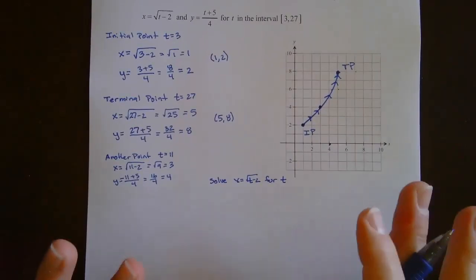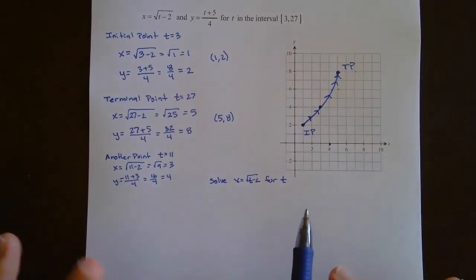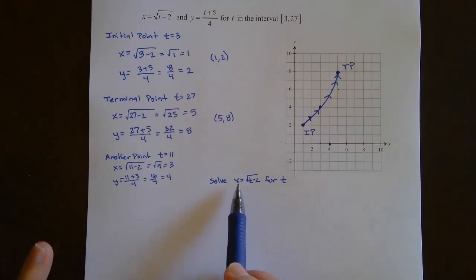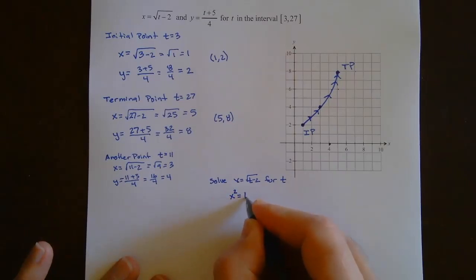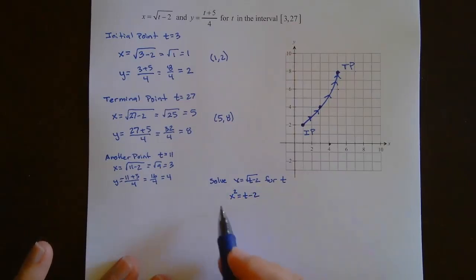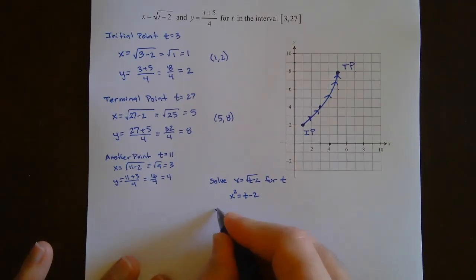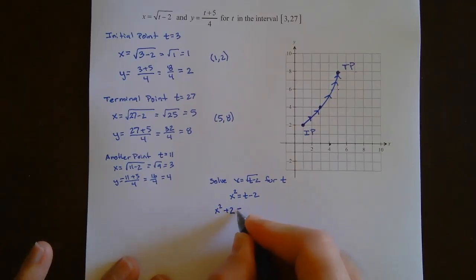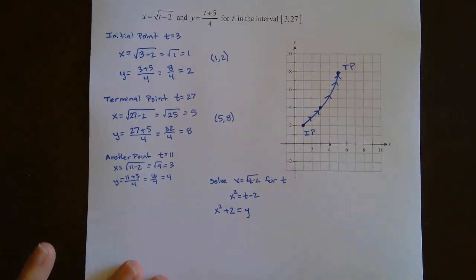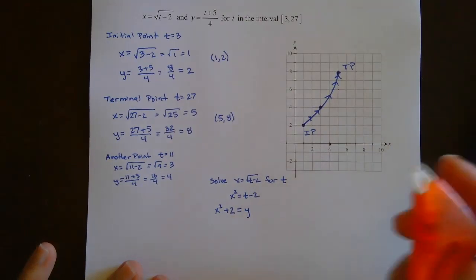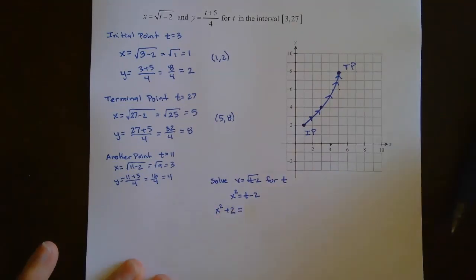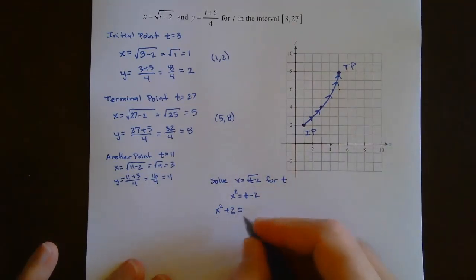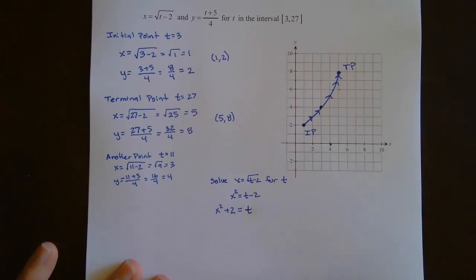Now, this isn't always going to work, okay? But for a simple equation like this, it will work, okay? So what we'd want to do is square both sides, and that would give me x squared is equal to t minus 2, and then I'd want to add 2 to both sides, so that would give me x squared plus 2 is equal to, sorry, not y, t, right? So I add 2 to both sides, and it's x squared plus 2 is equal to t, okay?